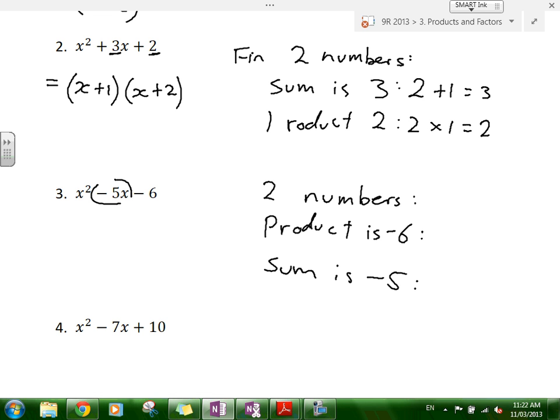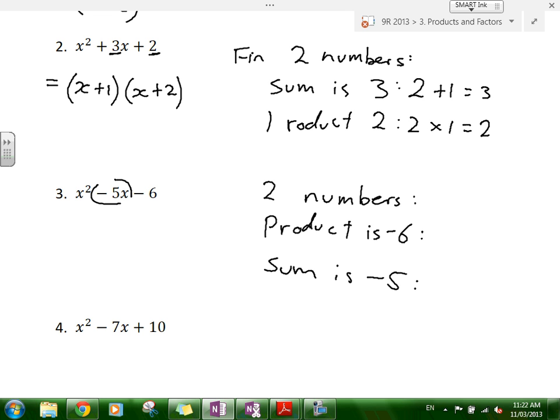Now the first thing to think about is that the product is negative 6. So what are the signs of the two numbers there? Yeah, one positive and one negative, because it's a negative number, the two have to be opposite signs. So we know that. Now if you add, what happens when you add positive 2 and negative 3?